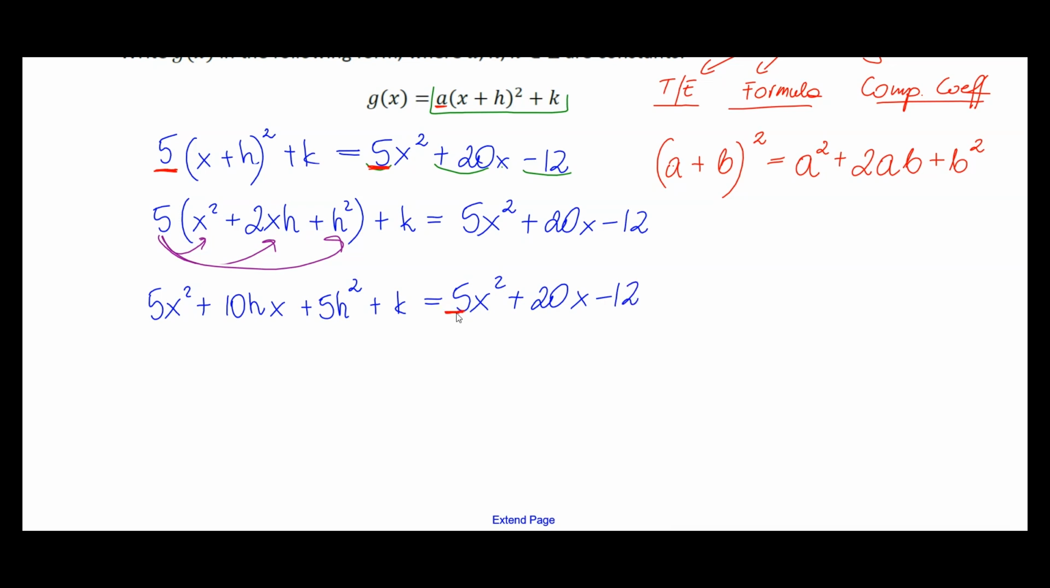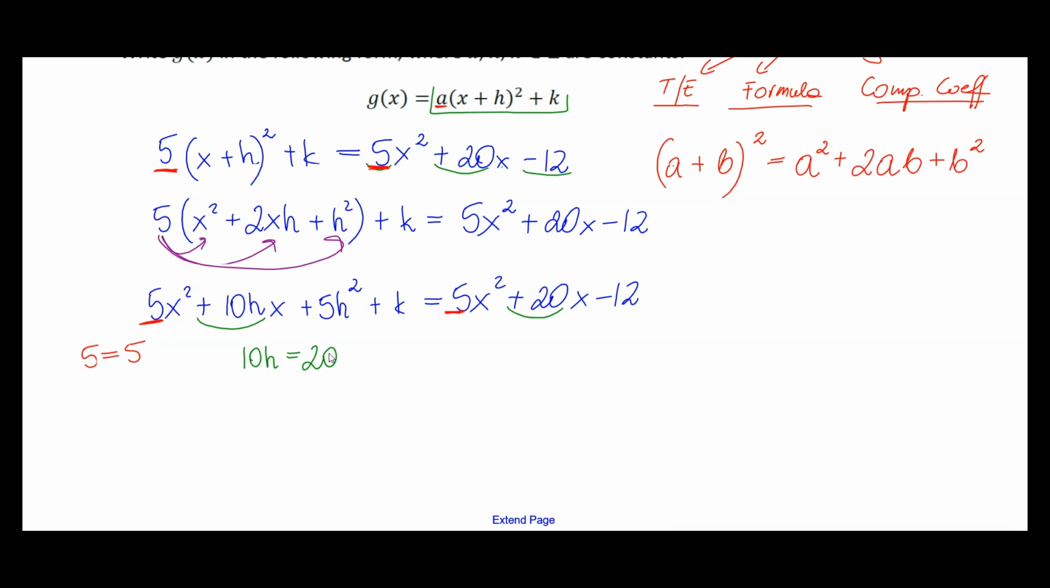So now let's identify our coefficients. Like we said, this number that stands beside x to the power of 2 is exactly the same as on the other side. Yes, that is true. 5 is 5 on both sides of the equation. Now let's have a look at what coefficient stands beside x with no power. On this side of the equation, I have 10h, and that is the same as the coefficient on the other side of the equation that stands beside x, which is 20.